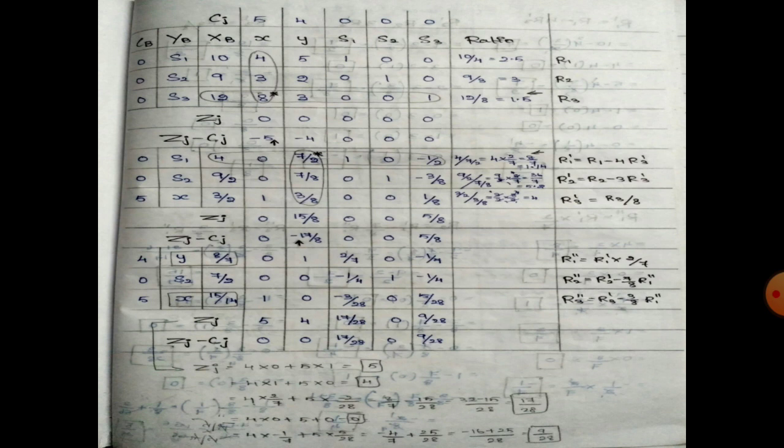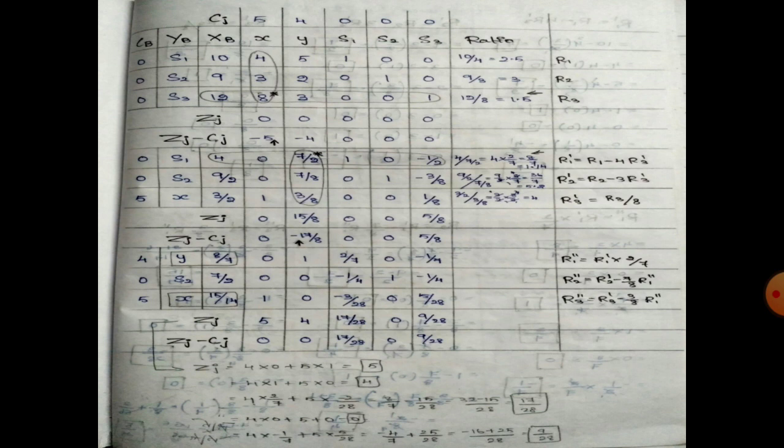The next you have to come with the next tabular column. Here the leaving variable is S1 because 7 by 2 is your intersection point. For that point you depend upon the S1. So S1 is the leaving variable. Y is the entering variable. So in the next tabular column you have to write Y instead of S1, S2 will be as it is, X is as it is. Similarly, you have to write the coefficients of the objective function. For the objective function, the Y coefficient is 4, S2 is 0, X is 5.